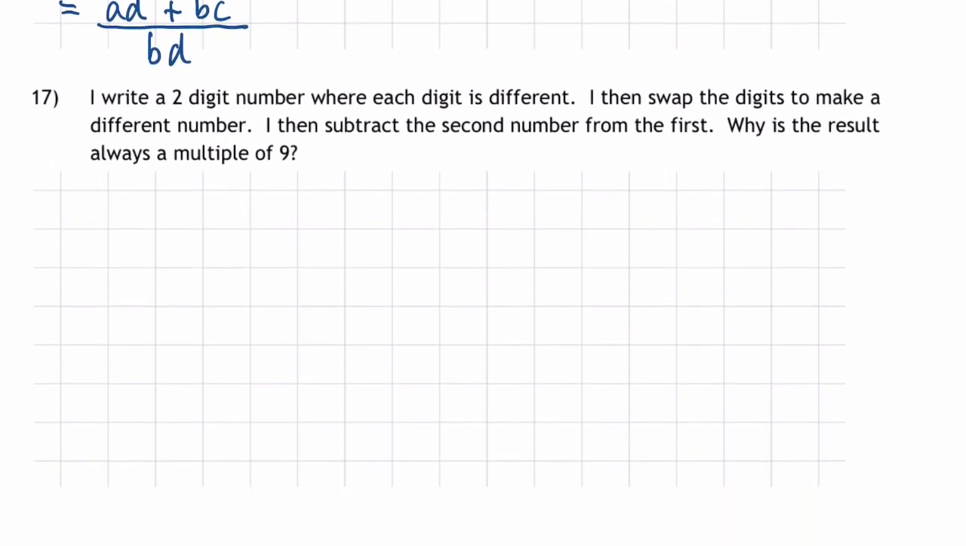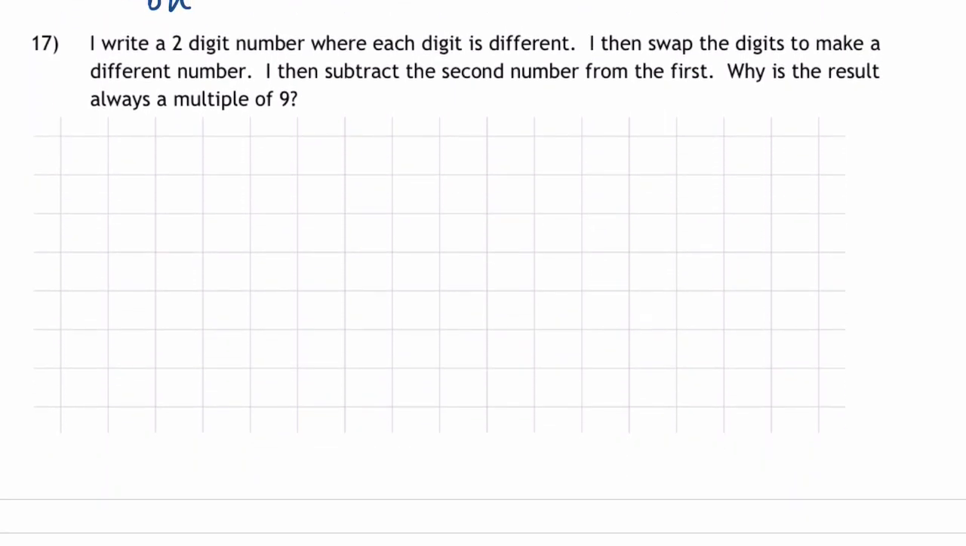On to the final question, question 17. We've got a two-digit number where each digit is different. Swap the digits round to get a different number, then subtract. And why is that result always a multiple of 9?